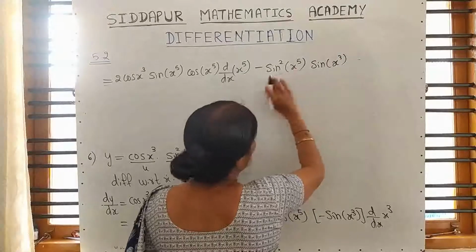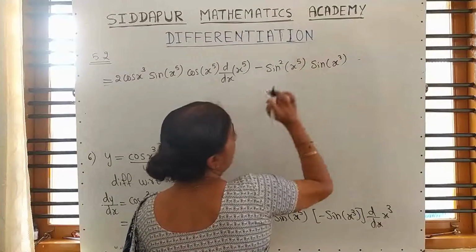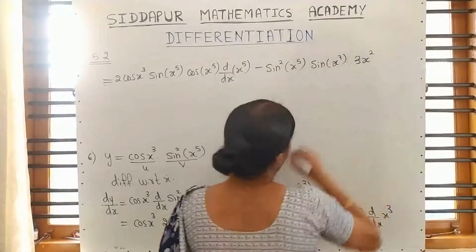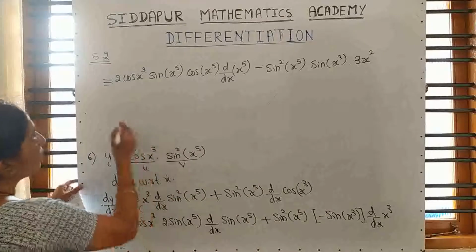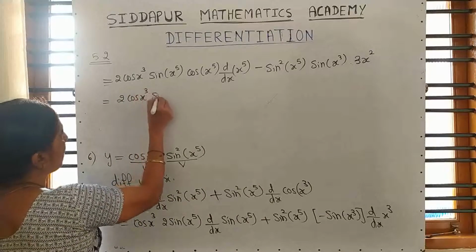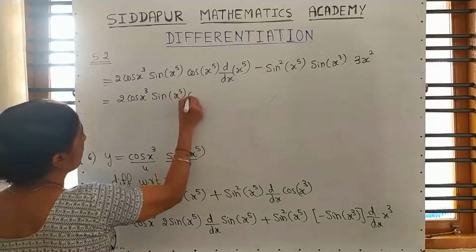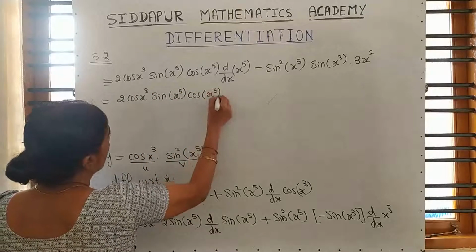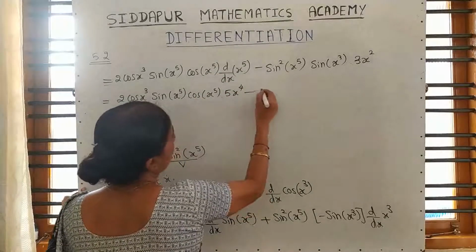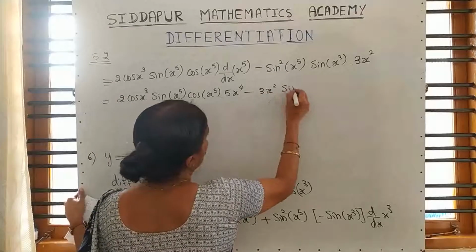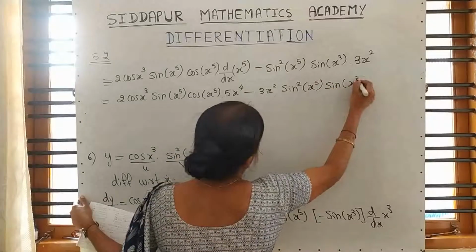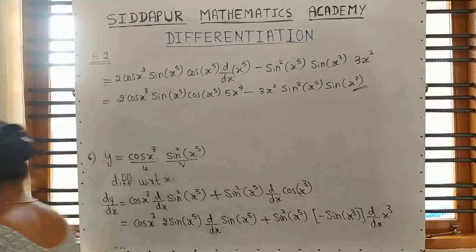And remember, these two trigonometric terms are different because this angle is x to the power 5 and this angle is x to the power 3. Into differentiation of x cube is 3x square. So, next. Differentiation of x raised to 5 is... this is how we are solving, and this is the answer.